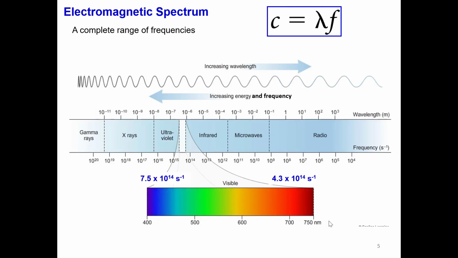And also we can see the electromagnetic spectrum consists of a complete range of frequencies. For example, high frequencies correspond to gamma rays and X-rays, and low frequencies correspond to radio signals.